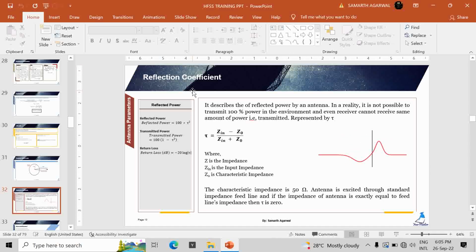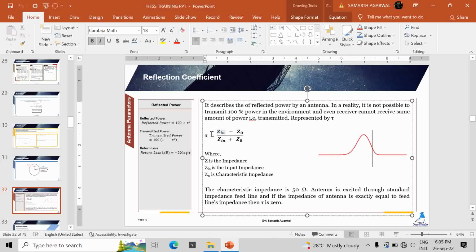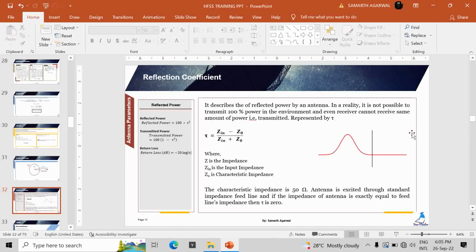Now in the case of reflection coefficient, we all know that perfect transmission is not possible. Even though we apply the maximum power transfer theorem, it is still not possible to transmit everything because so many losses will also be there. We will have a brief on that as well. So this reflection coefficient has a value tau equals Zn minus Z0 divided by Zn plus Z0, where Zn is the input impedance, or you can say the antenna impedance, and Z0 is the characteristic impedance. Okay.